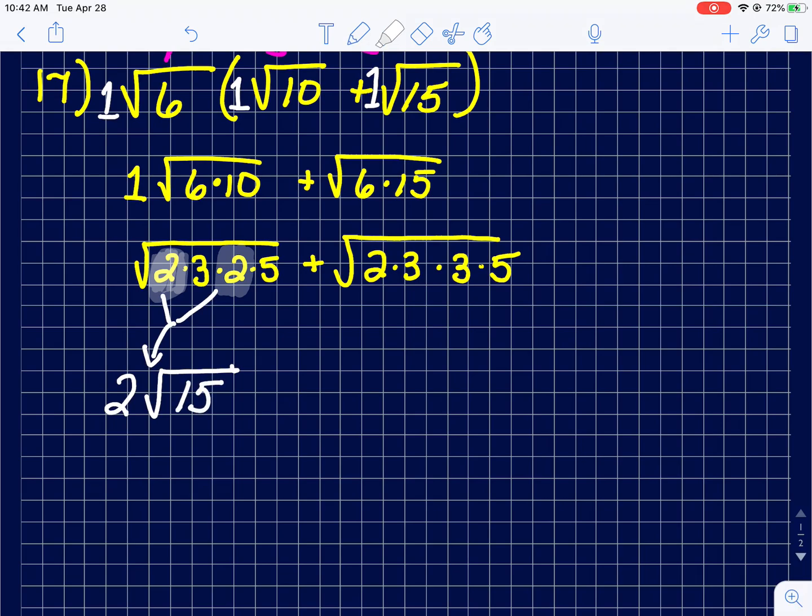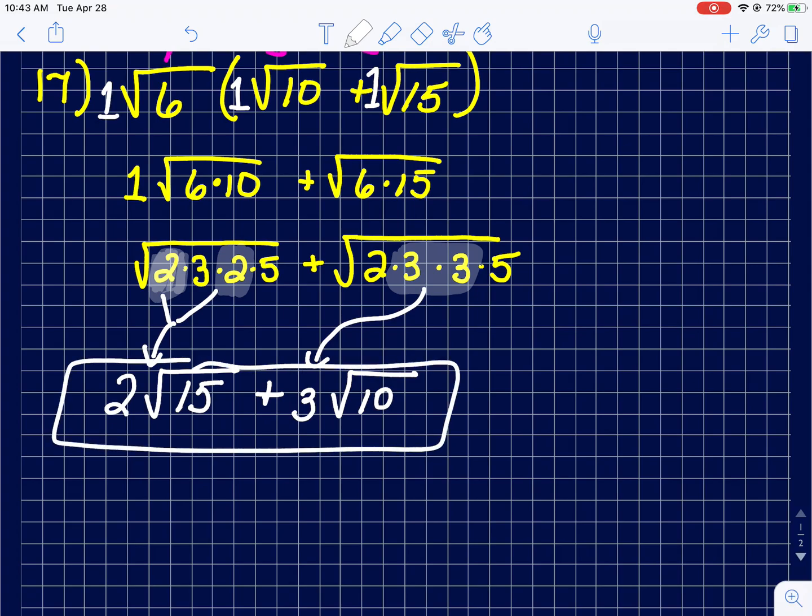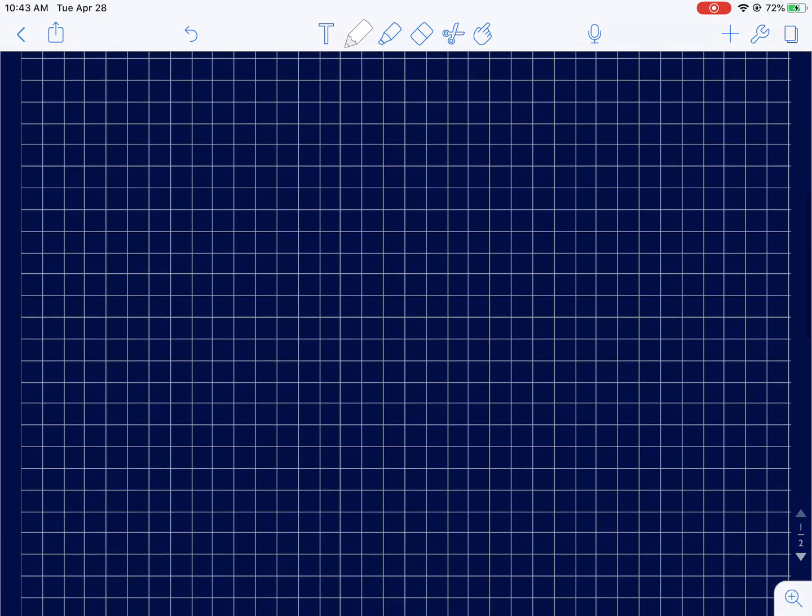Okay, let's go to our other one. In this term, 3 times 3 can be brought out. So we bring out a 3, and left behind is a root 10. Now remember, the square root of 15 and the square root of 10 cannot go together, because they don't have the same number under the radical. So really, this is our final simplified solution. All right, let's go to number 18.